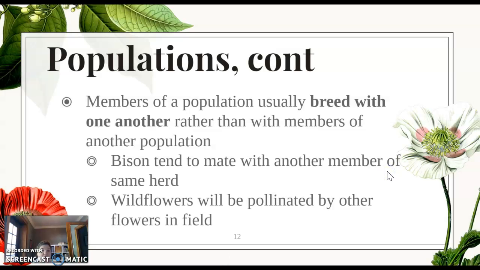Members of a population usually breed with one another rather than with members of another population. So bison tend to mate with another member of the same herd, and wildflowers tend to pollinate other flowers within their field. So geographic proximity is very important when talking about the reproduction of a population.